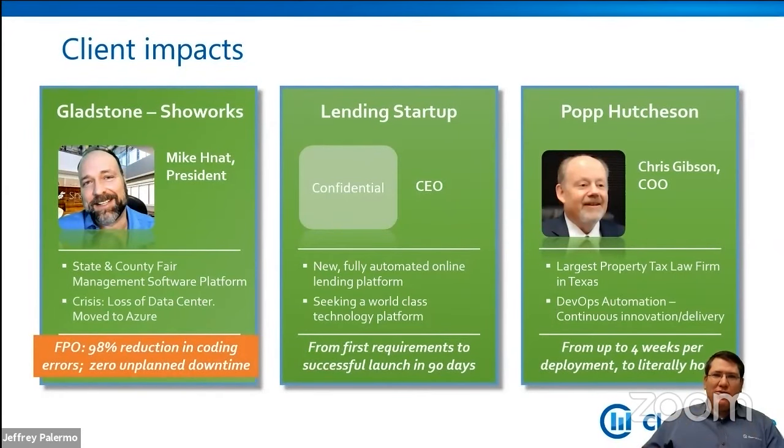DevOps has transformed so many companies, and here are a few examples of the transformation that has happened. 98% in the case of Gladstone, a 98% reduction in coding errors. In the case of Pop Hutchison, from up to four weeks per deployment to just hours. And they have a pretty complex environment, lots of paper. So this is transforming businesses all over the place.